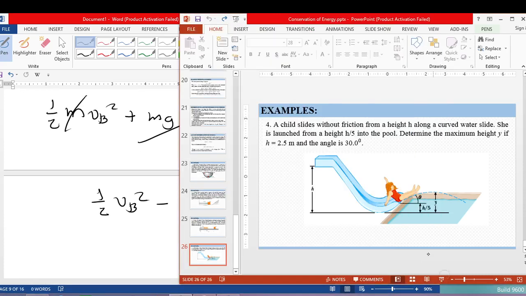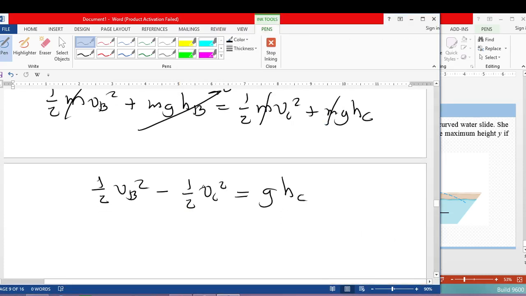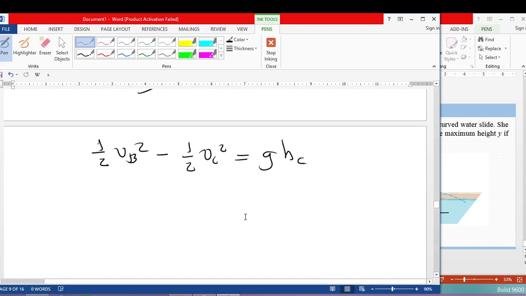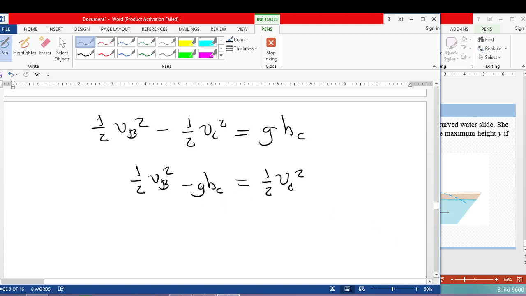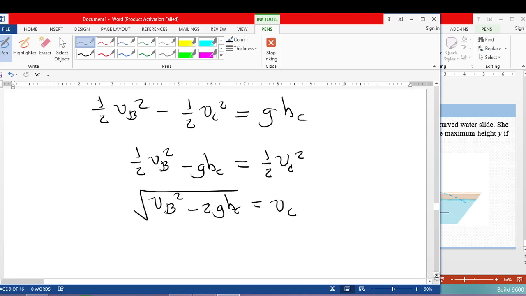What if we move it to the other side? VC is our unknown. So 1/2 vB squared minus g hC is equal to 1/2 vC squared. Multiply both sides by 2. So we have vB squared minus 2 g hC, and taking the square root, we can find vC.